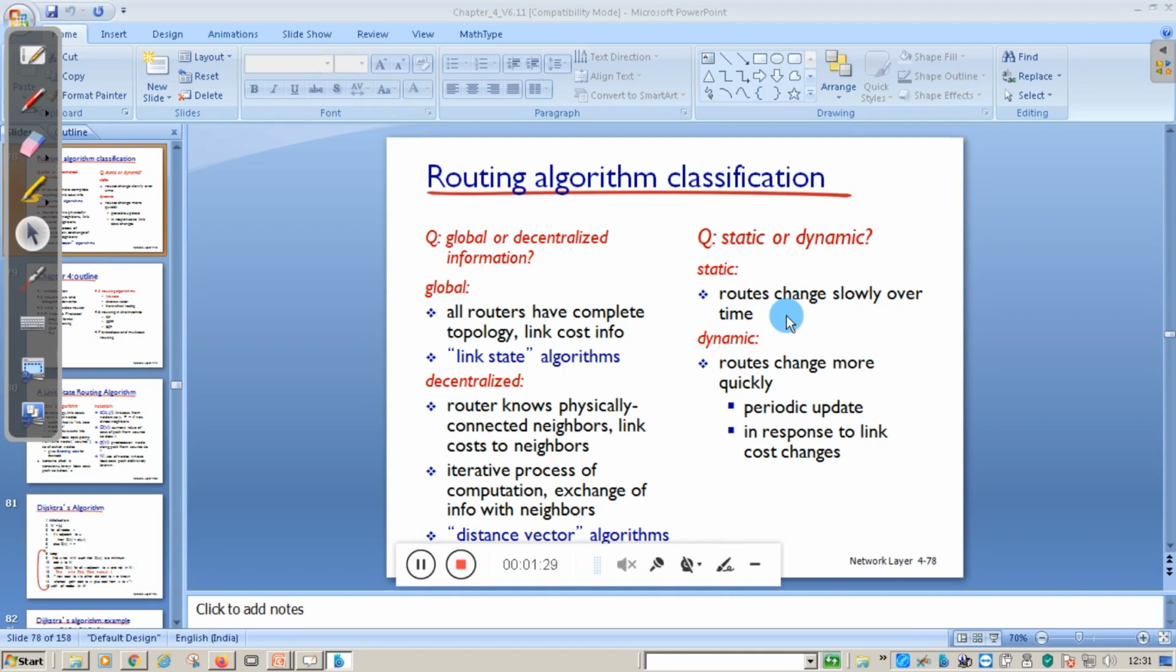So, there are two types in this classification: static and dynamic. In dynamic, routes change more quickly, with periodic updates in response to link or cost changes. But in static algorithms, routes change slowly over time. So this is the difference in the classification of routing algorithms. Then we will see what exactly static and dynamic routing algorithms are. We will use a different slide for this.